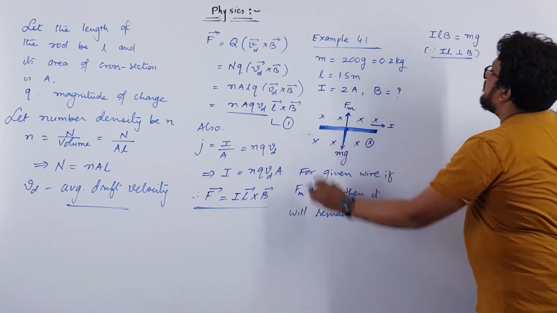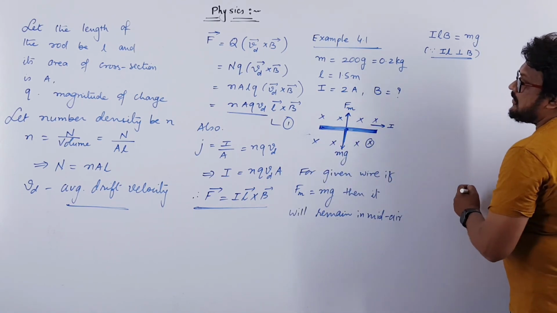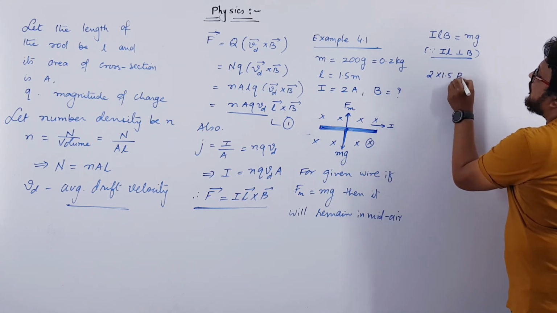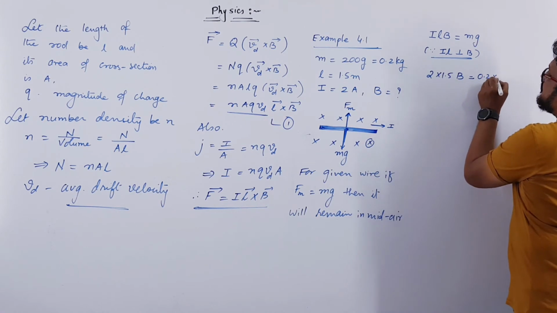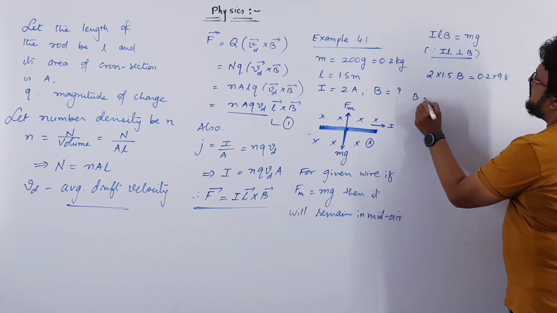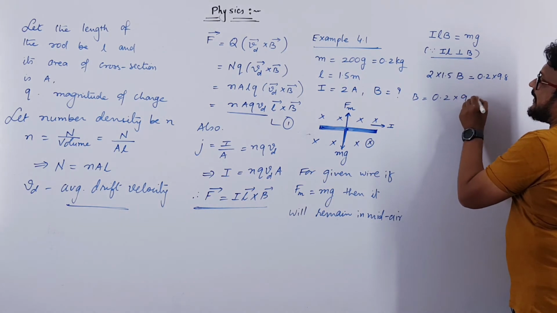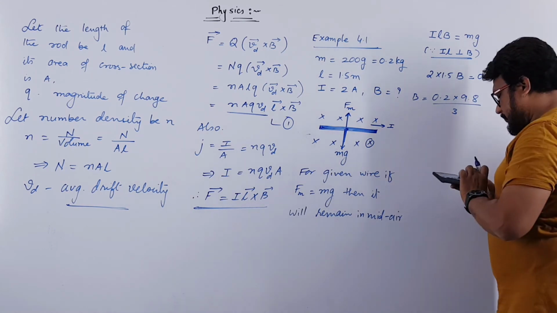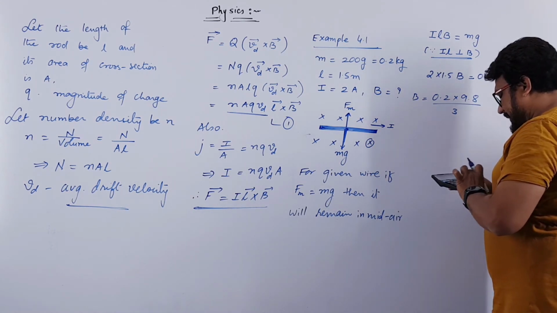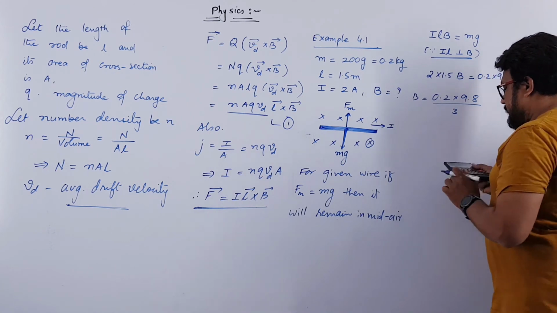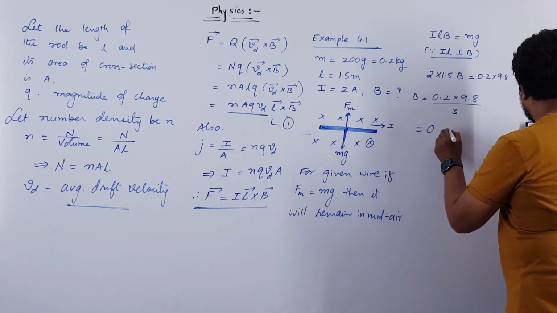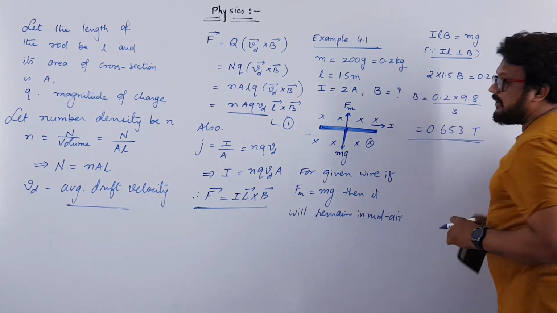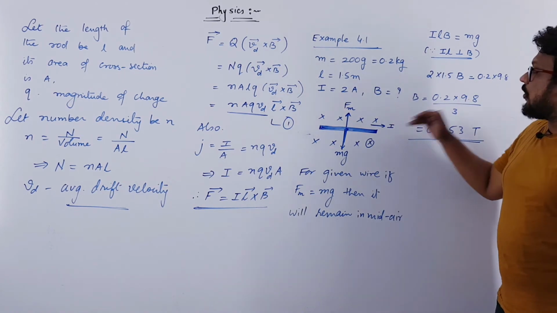Okay. So I here is given as 2, L is given as 1.5, B we have to find, M is 0.2 and g is 9.8. So B will be equal to 0.2 into 9.8 divided by 3, which will give you 0.65333 and so on Tesla. This will be the magnitude of magnetic field to keep this rod in air.